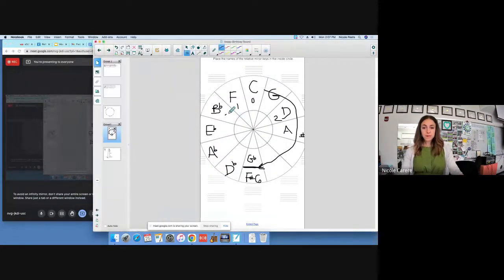Well, the key of B flat would have 2 flats. It's the same as on the opposite side here, just that now we're dealing with flats instead of sharps like last week. The key of E flat has 3 flats. The key of A flat, 4 flats. The key of D flat, 5 flats.